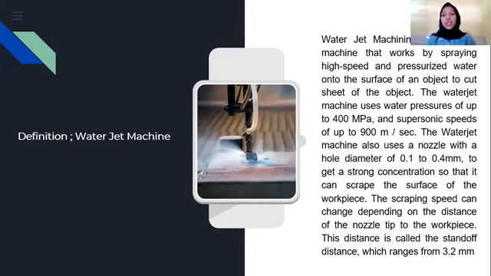The scraping speed can change depending on the distance of the nozzle tip to the workpiece. The distance itself is called the standoff distance, which is about 3.2 millimeter. Next.